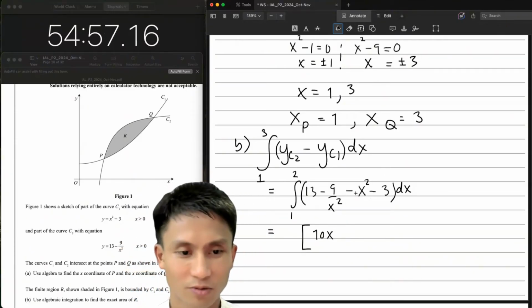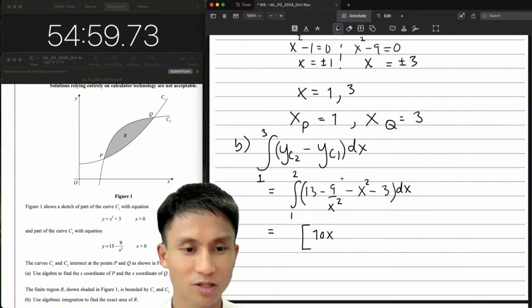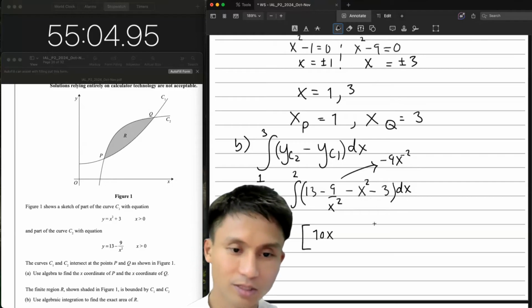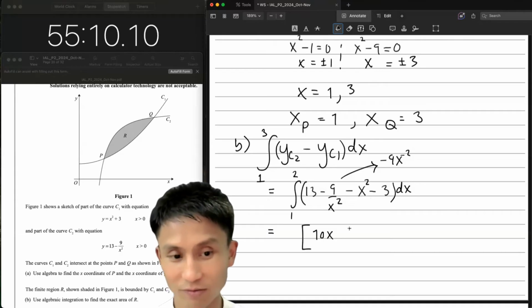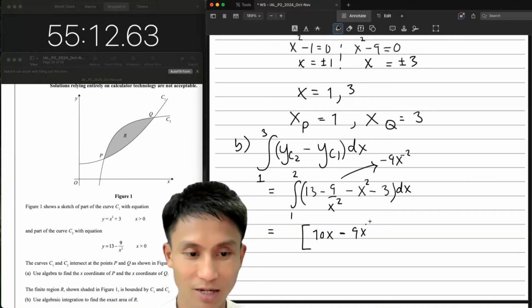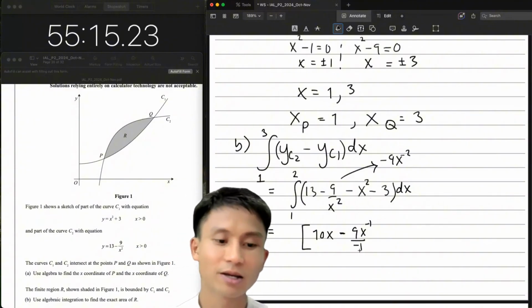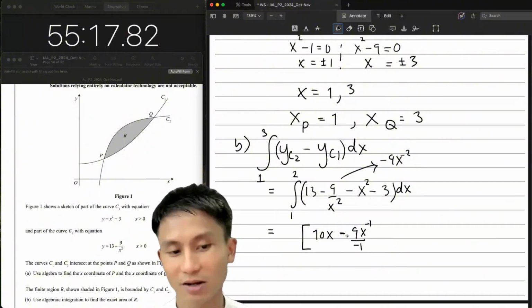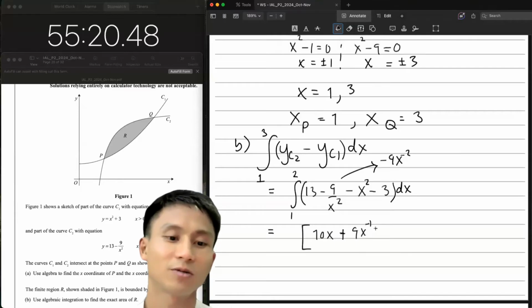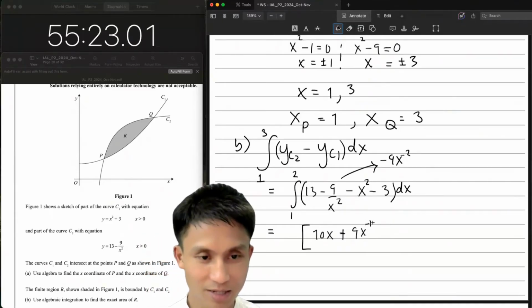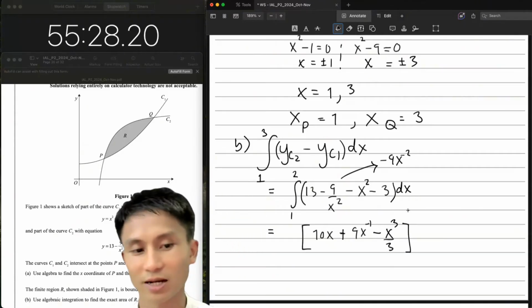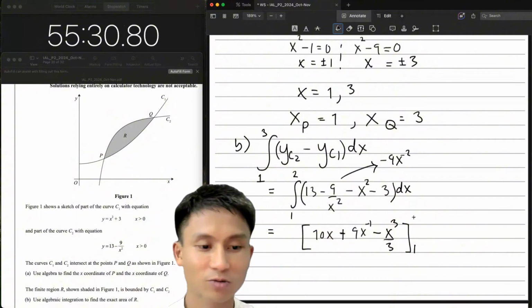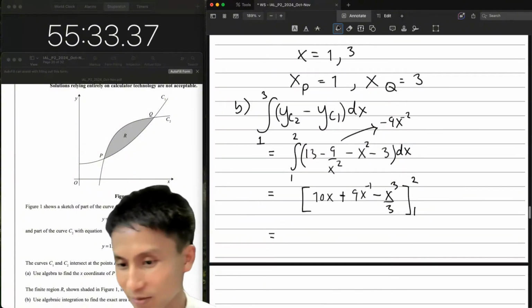Okay, well, let's do this one. So this one basically is a minus 9x to the minus 2. I'm integrating this: adding 1 to the power and dividing by the new power. So I have minus 9x to the minus 1 over minus 1. But a minus 1 with the minus sign in front, I get a plus, right? And then the last term here, minus x squared, gives x cubed over 3, close bracket. And then the bounds would be from 1 to 3. So that is the integration.